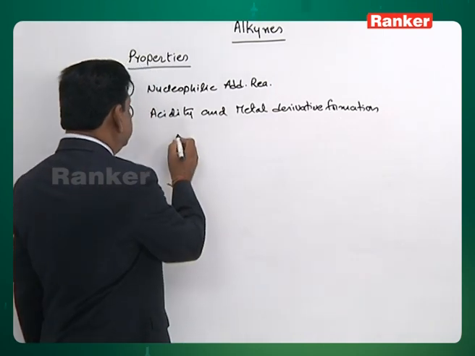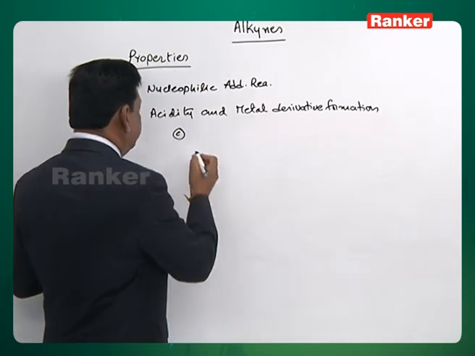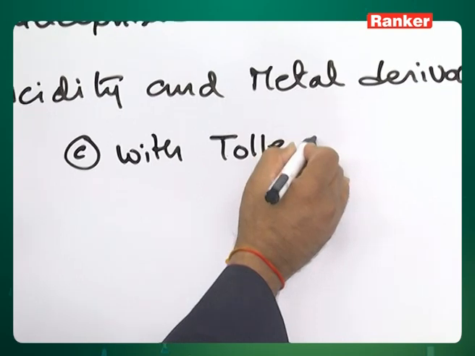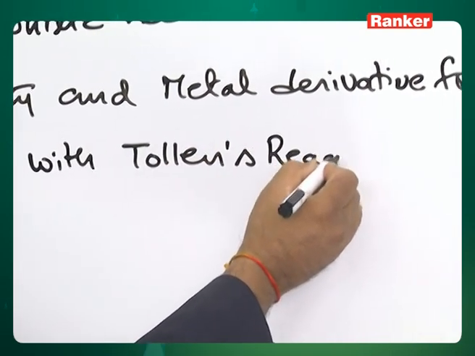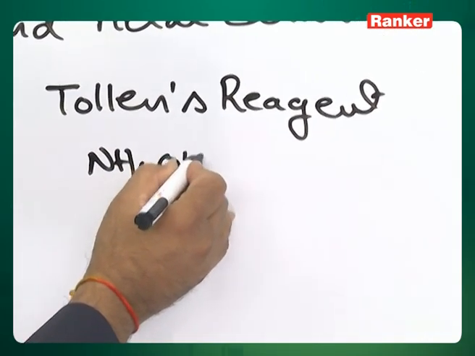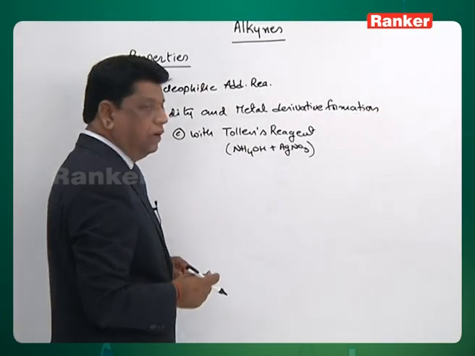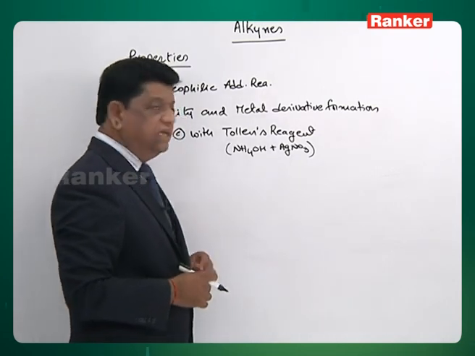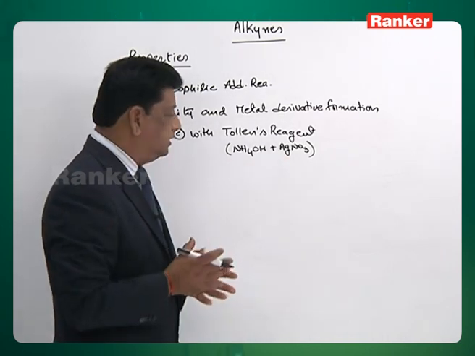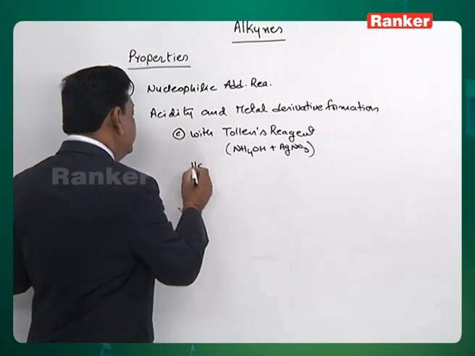There are two more reactions based on the same principle, acidity forming metal derivatives, that is with Tollens reagent. The Tollens reagent is nothing but a mixture of ammonium hydroxide and silver nitrate. So it is also called what? Ammoniacal silver nitrate, wherein silver will be in the complex form, Ag plus attached with ammonia molecules internally. So Ag plus is going to react with this one here. Anyhow, it is a neutralization here.